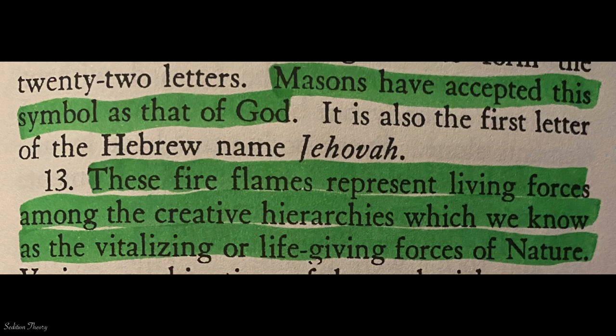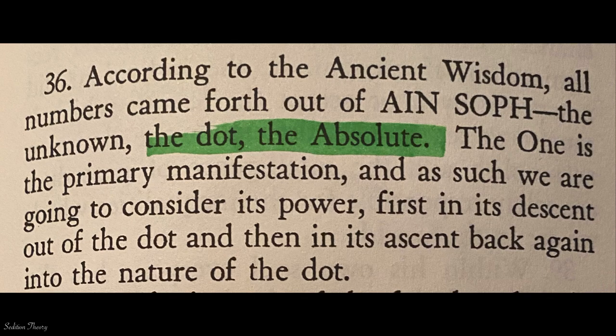Masons have accepted this symbol as that of God. These fire flames represent living forces among the creative hierarchies, which we know as the vitalizing or life-giving forces of nature. According to the ancient wisdom, all numbers came forth out of an Ein Sof, the unknown, the dot, the absolute. The one is the primary manifestation, and as such we are going to consider its power. First, in its descent out of the dot, and then its ascent back into the nature of the dot.